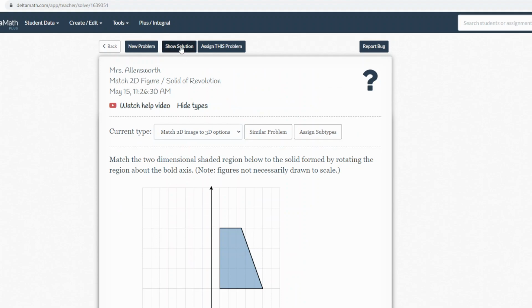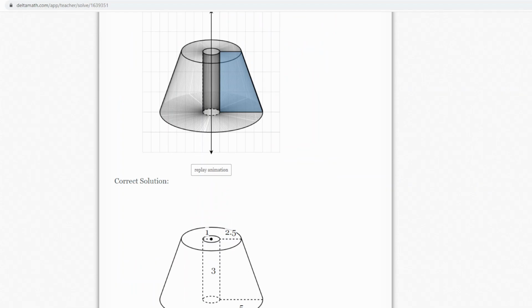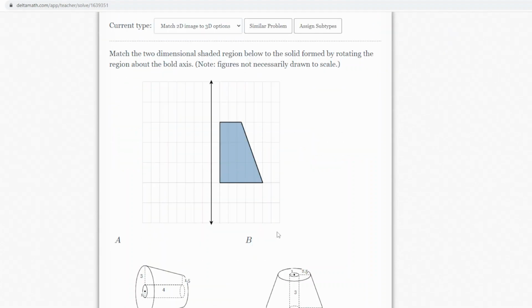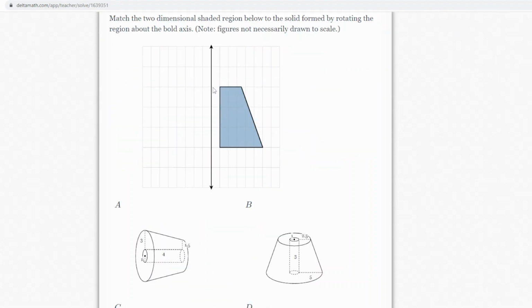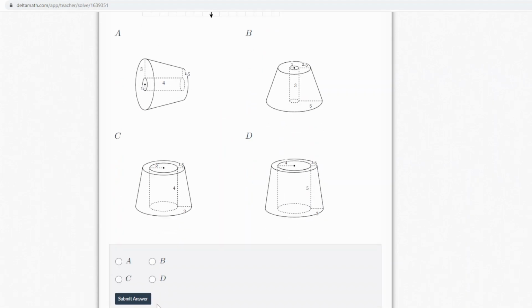What I would like to do is actually go ahead and show you the solution and see this animation. And so you can see that by spinning it, because there's a gap here, that creates kind of an inner cylinder that's empty and then creates this trapezoidal kind of area around it, or kind of looks like a lampshade to me actually. And so let's go back to show question. And you'll see that from here to here is 1 unit. So you need to find one that has a 1 unit radius on the inside, and it has to be B because these inner cylinders are way too big.